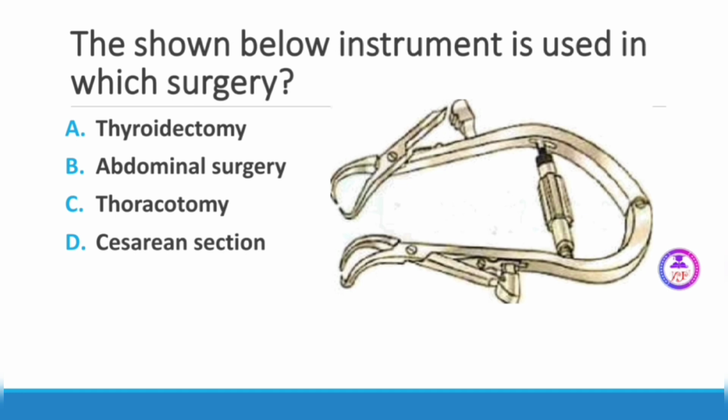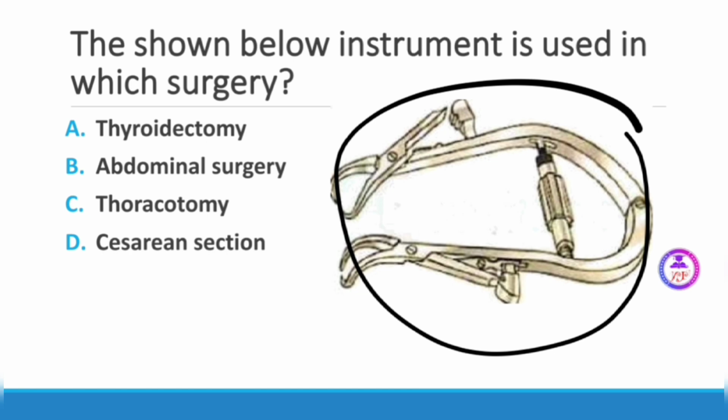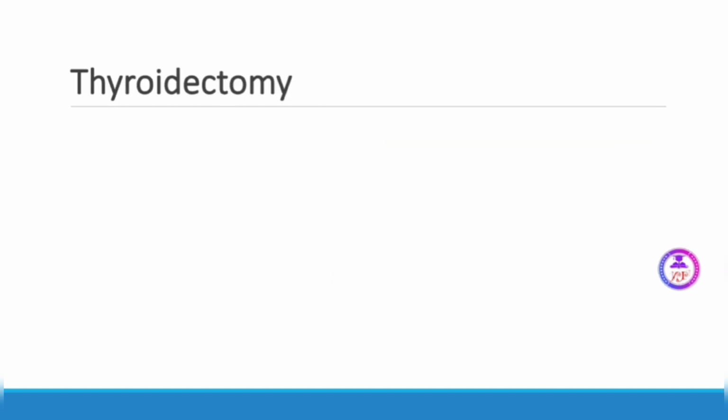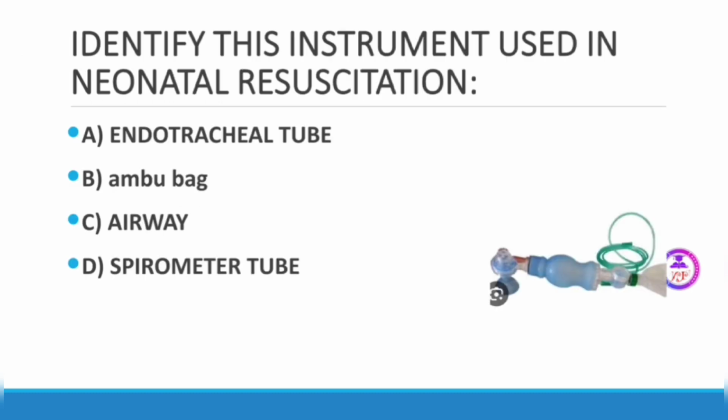The shown below instrument is used in which surgery? See, this instrument actually is a Joll's retractor, and in which surgery is this used? Let's see the option: thyroidectomy, abdominal surgery, thoracotomy, or cesarean section. See, Joll's retractor is a very, very classical instrument of the thyroid surgery, thyroidectomy.